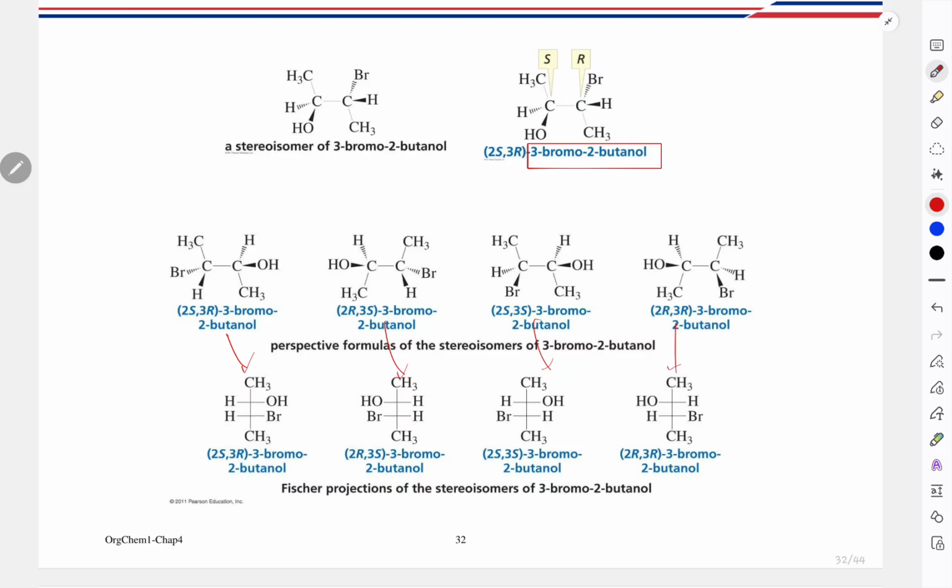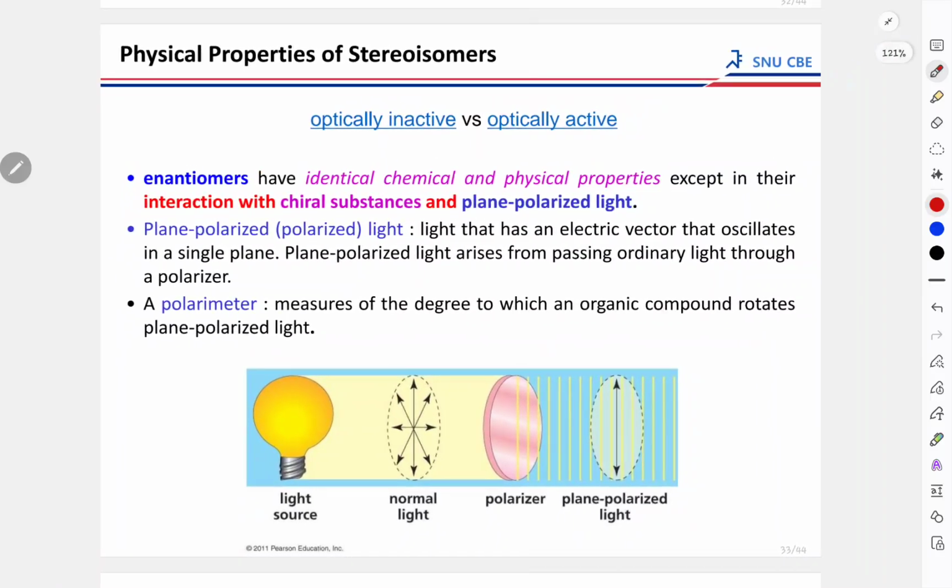Okay, we can also think about physical properties. Physical properties of stereoisomers. I guess this is the last section for stereoisomers. We still have 10 minutes. And here we are defining optically inactive versus optically active. And we define the enantiomers, which have identical chemical and physical properties.